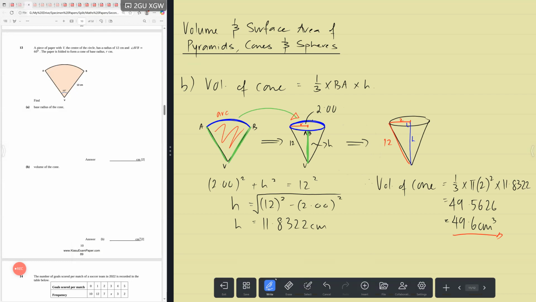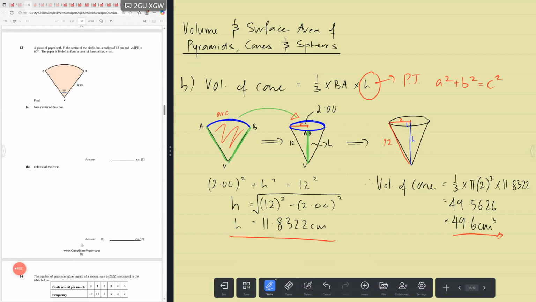The learning point from part B is that to find the volume of a cone, we use the formula 1/3 base area times height. We have all the information except the height of the cone. To find the height, like I said, we need to apply Pythagoras theorem, which is a squared plus b squared equals c squared. This is side knowledge you need in order to deal with problems involving cones. It goes the same for pyramids as well. Applying Pythagoras theorem, we get a height of 11.8322.